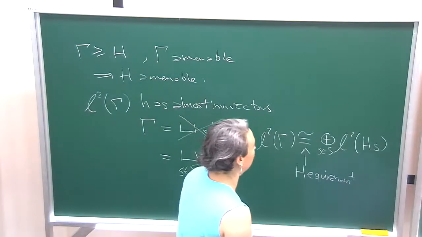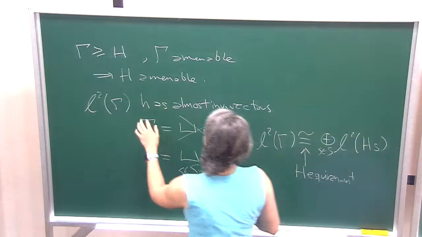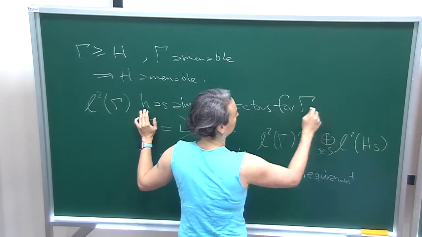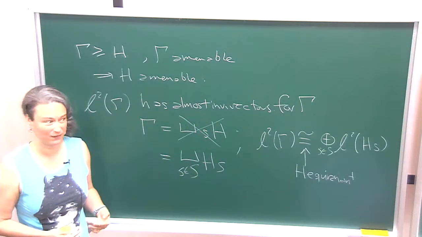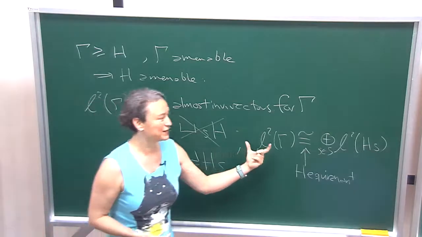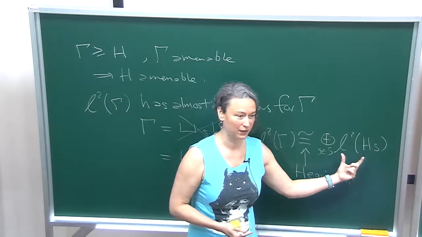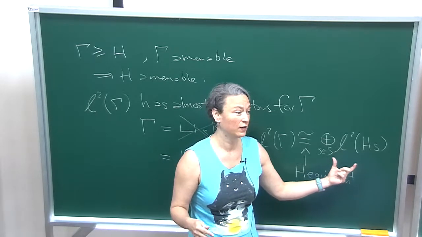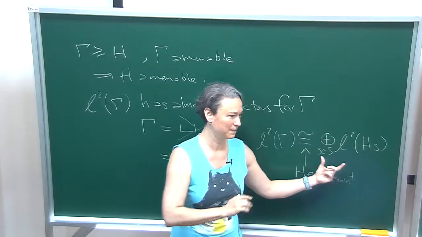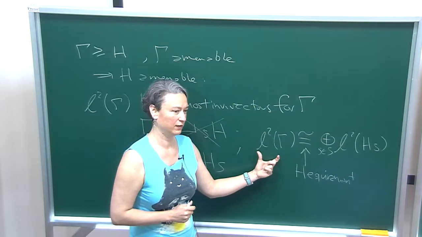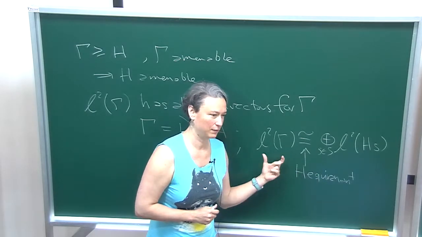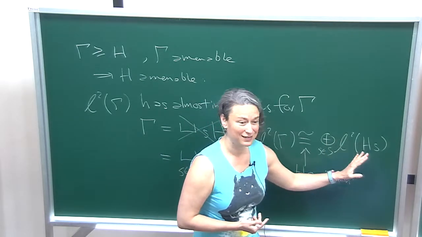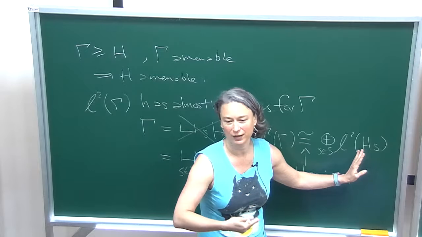And now you just want to say that if you have gamma almost invariant vectors, well, H is a subgroup, so it also has almost invariant vectors for H. So those almost invariant vectors become almost invariant vectors here. Everybody okay with that? Since this is a gamma or H equivariant isomorphism, they just are over here now. But each of these is H equivariant, H invariant.